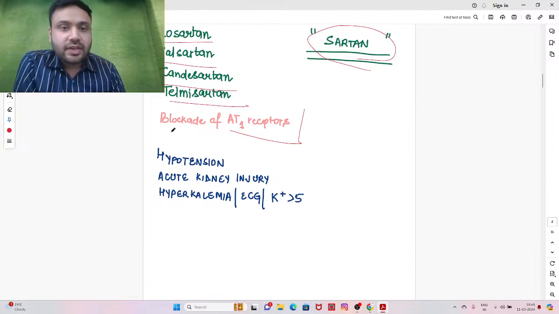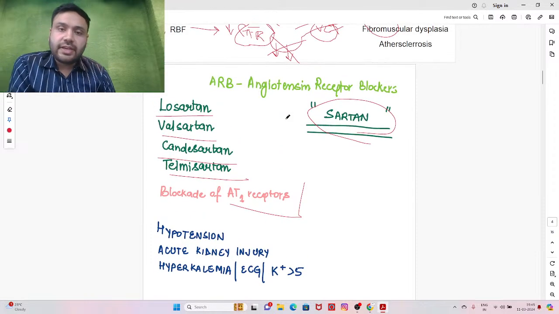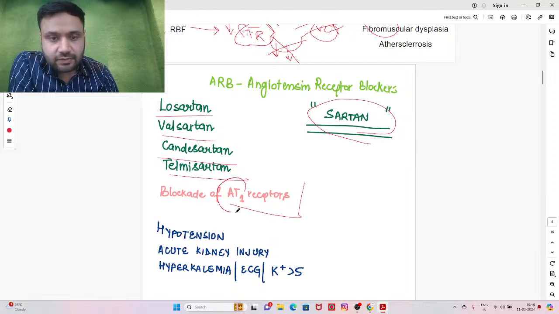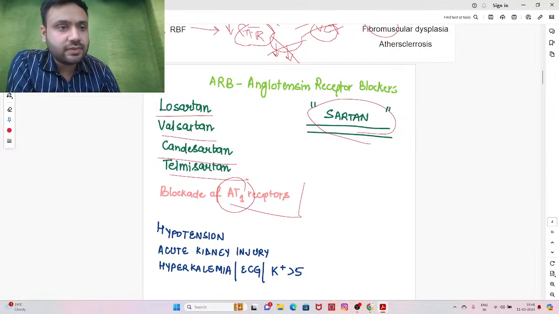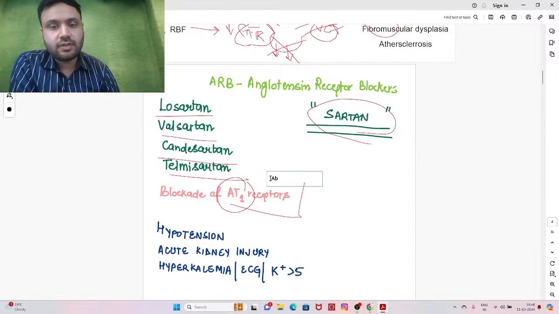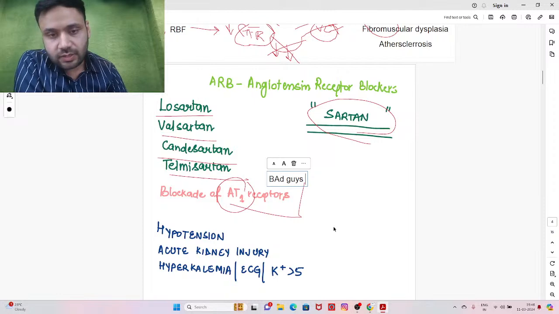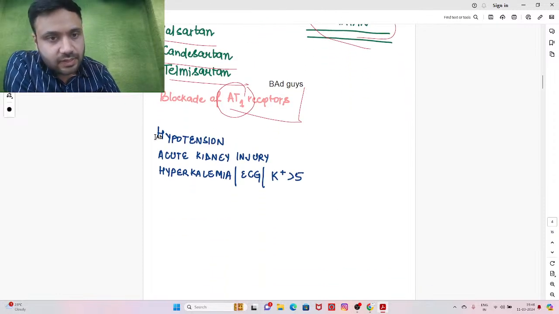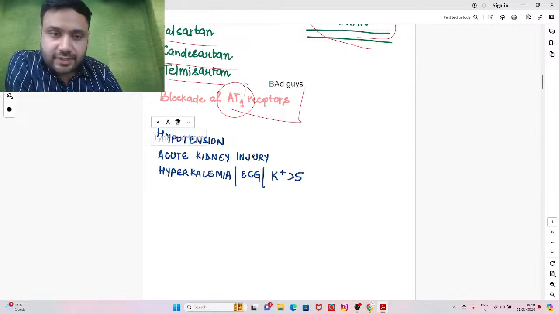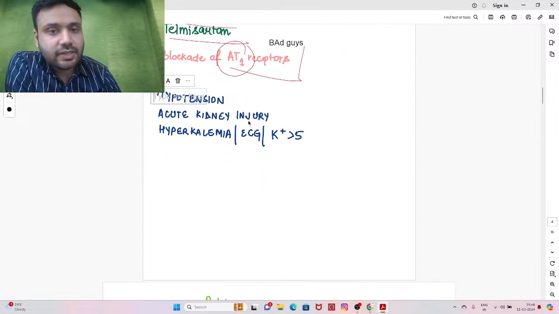So, yeah, these sartans or angiotensin receptor blockers block the effects of AT1 receptors. What are these AT1 receptors? As we know, these are the bad guys, and we don't want bad guys to be around. Similarly, as in other drugs, there are important side effects such as acute kidney injury and hyperkalemia. We have discussed both of these in detail, right?